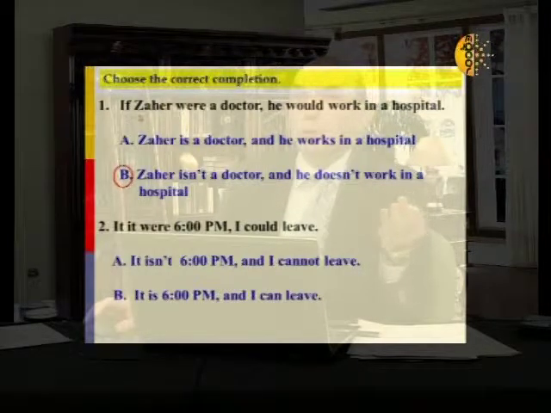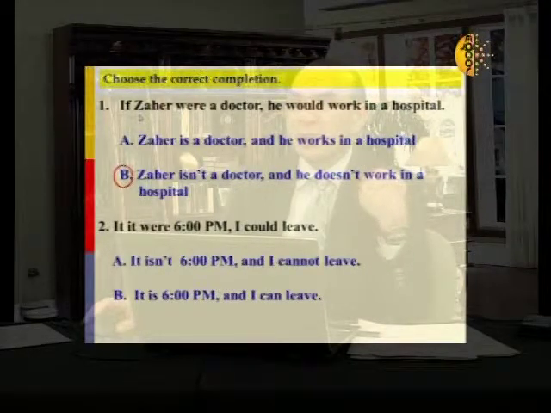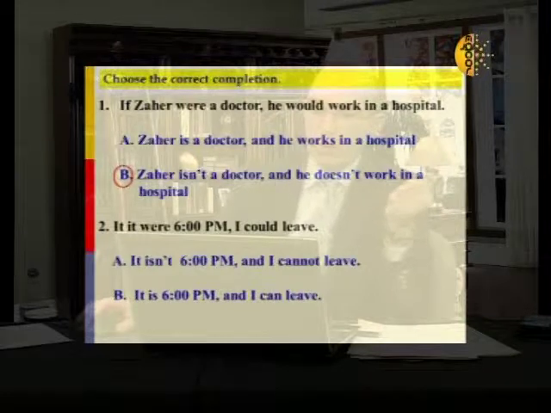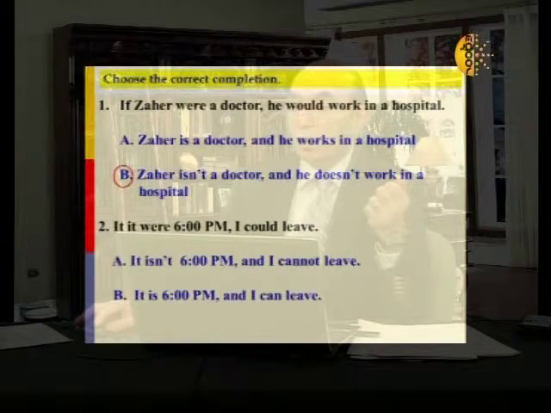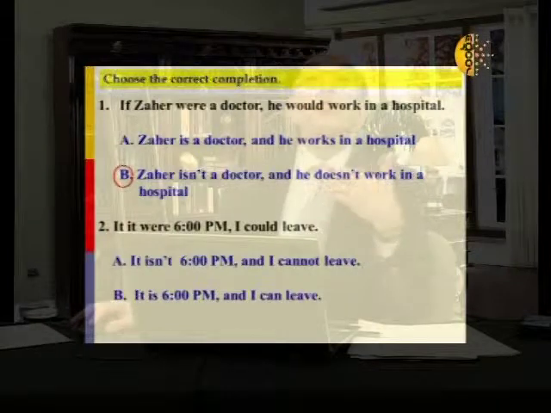I believe in Farsi we do the same thing. We use past tense for the present time. So if you translate this sentence in English, in Farsi, if Zahir were a doctor, he would work in a hospital, you use past tense for the situation which is present form.